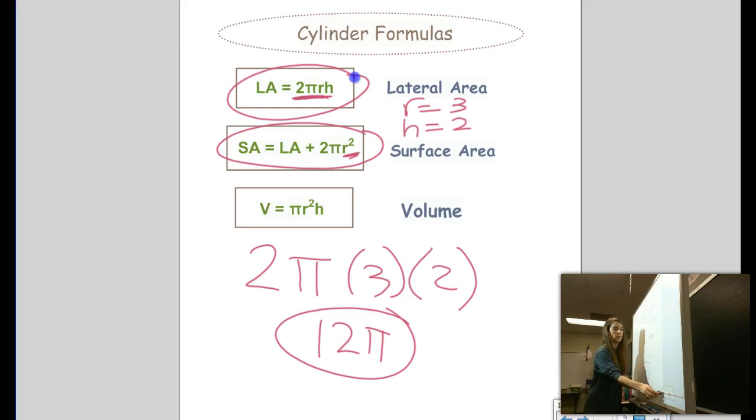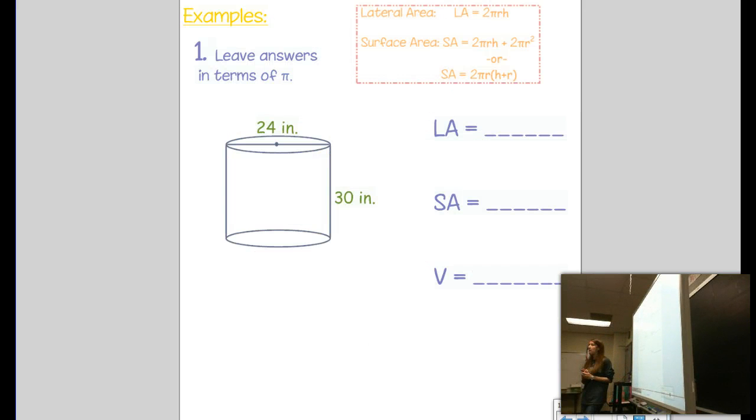Yes. All right. Let's try one. This is in your notes. I gave you a cylinder, I gave you a diameter, and I gave you a height. Julius, what's the radius of my cylinder? Because you can't do anything without a radius. 12 inches. Very good. So you've got a radius and you've got a height.